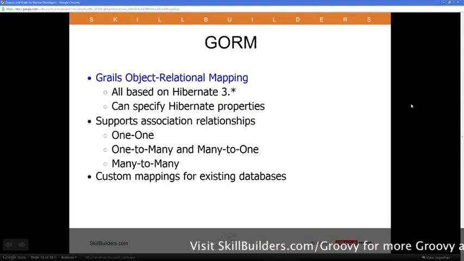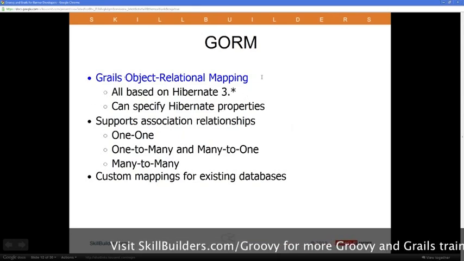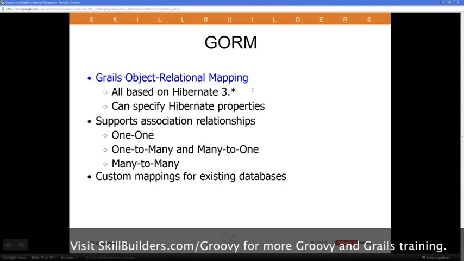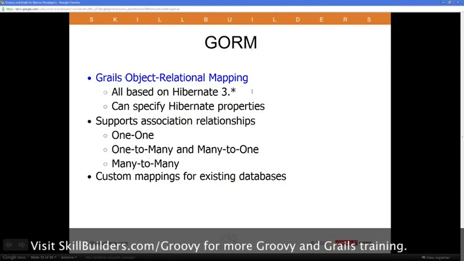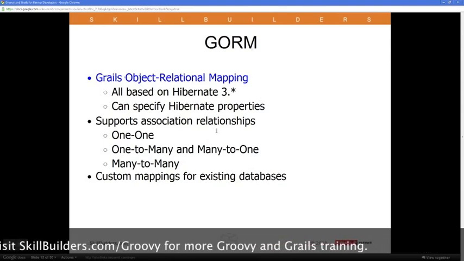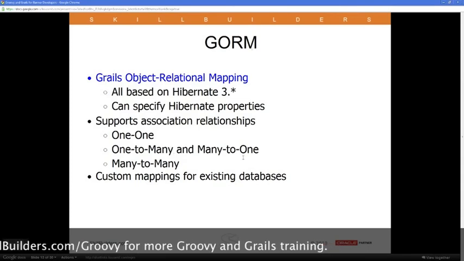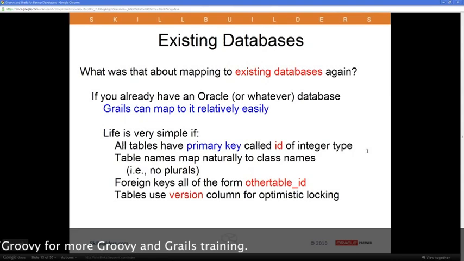That business with the has many and the belongs to, setting up the relationships, that's part of Grails Object Relational Mapping, or GORM. It's all based on Hibernate 3, whatever the version is. You could put in your Hibernate properties. You could do one-to-one, one-to-many, many-to-one, many-to-many. You can even build custom mappings for existing databases if you already have a database, which pretty much everybody does. What was that about mapping to existing databases?